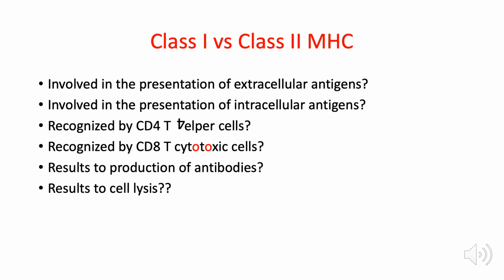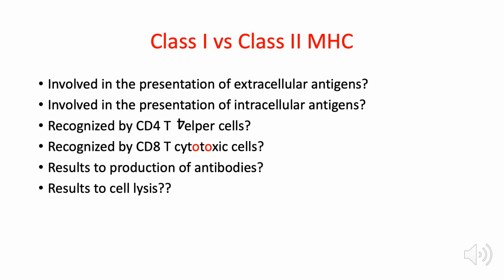That is class 2. And look at how I wrote down the letter H in helper. I just placed there an inverted number 4. That is to help you memorize that T helper has CD4. And then recognized by CD8 T cytotoxic cells. Class 1. I intentionally highlighted the 2 letter O's in there so that if you combine them, they look like number 8.